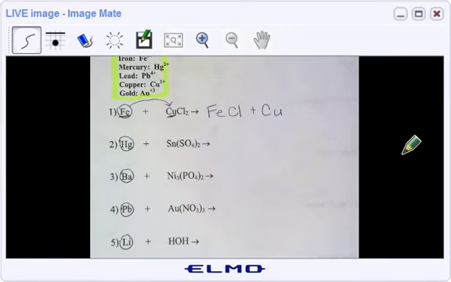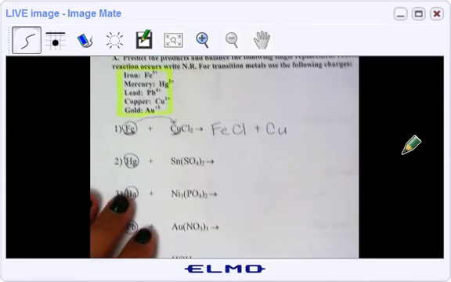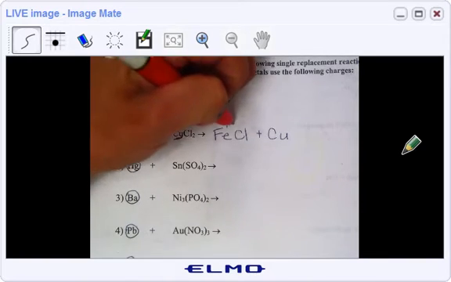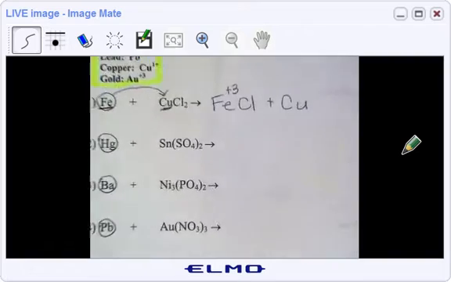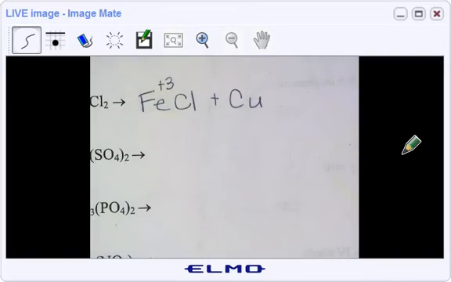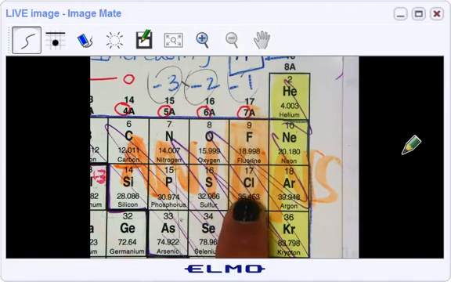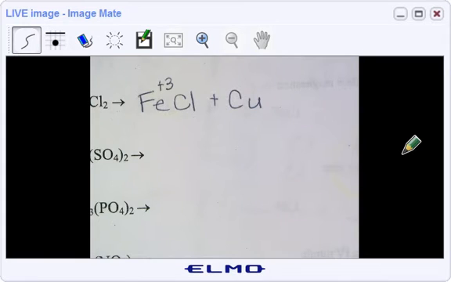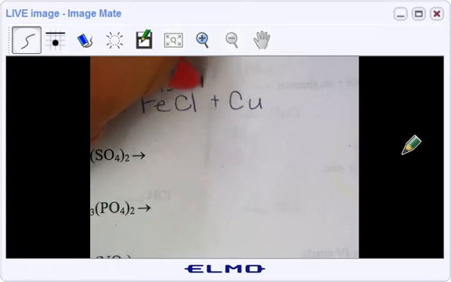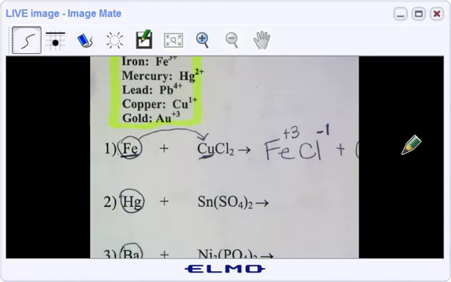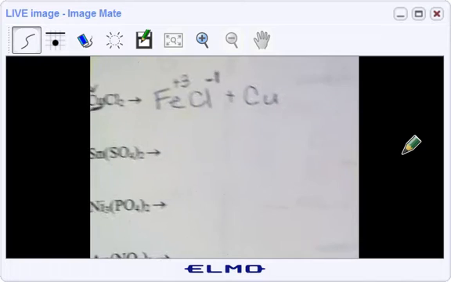Now step two is to find the charges on the periodic table. So the charge of Fe, it told us at the very top to use +3. So I'm going to write +3. I'm going to zoom in as well so you can see this better. And then the charge for Cl, look to your table. Here's chlorine. The charge is -1. Cl is -1. Copper, it tells us at the very top for copper, use the charge +1.